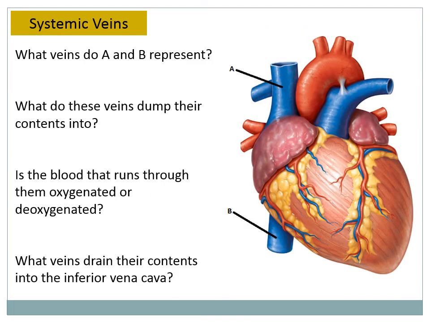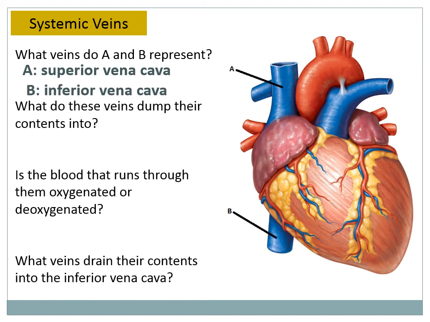Alrighty, so just a quick look back at the heart here. What do A and B represent? Yep, A is going to represent our superior vena cava, and B is our inferior vena cava. What do these veins dump their contents into? What portion of the heart? Yep, the right atrium of the heart. So these veins are going to dump their contents into the right atrium.